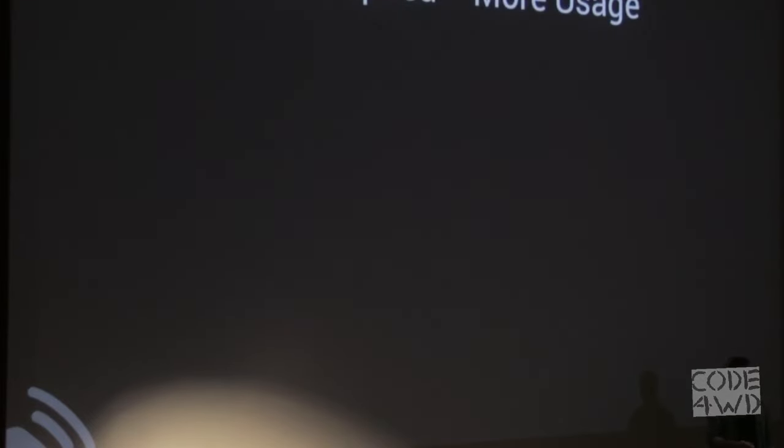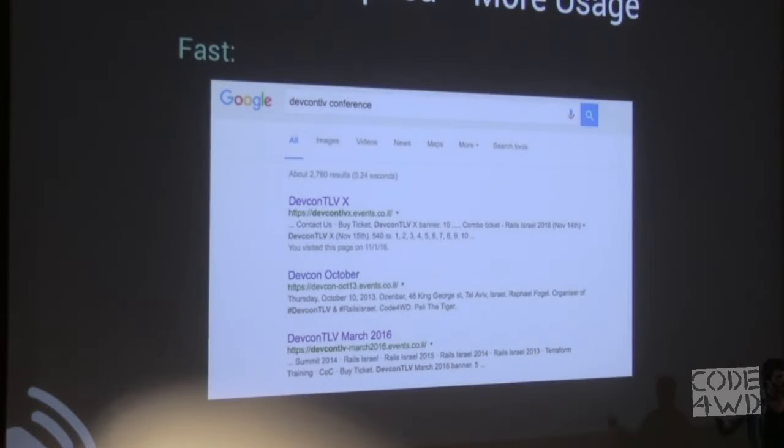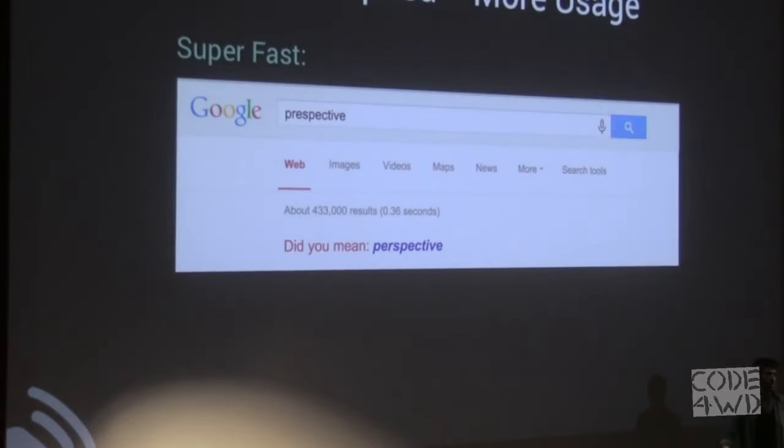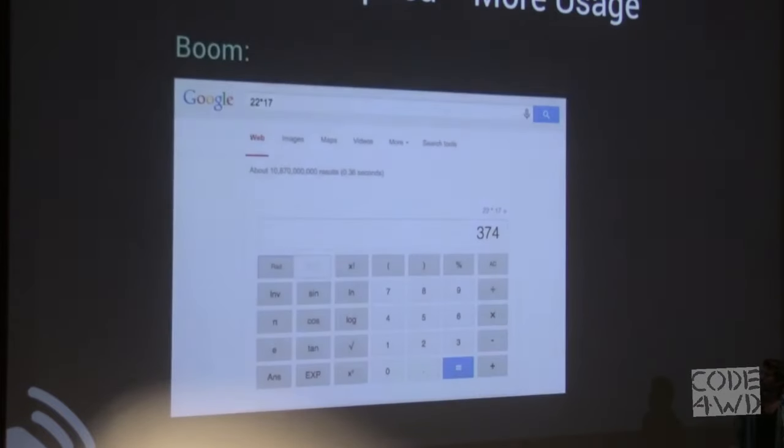When you get boom speed, people use your product more. Take Google as an example. Everyone perceives Google as a very fast tool. I search something on Google and get a result instantly, in 0.24 seconds. Because Google is so fast, I personally even use it as a spell checker. I don't mind typing a word into Google and getting results instantly. That's even faster than opening a dedicated app on my laptop. I even use it to do small calculations with numbers. I've got the calculator app on my Mac, but I still prefer to use Google because it's so fast. So you get more usage because your app is super fast.